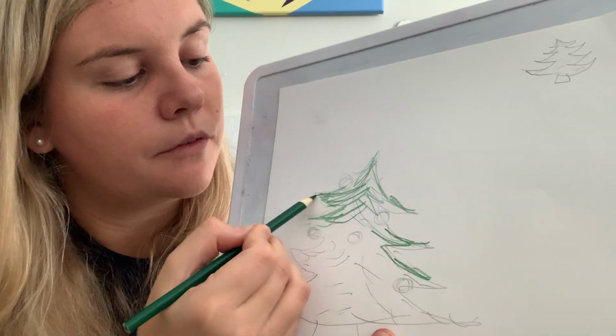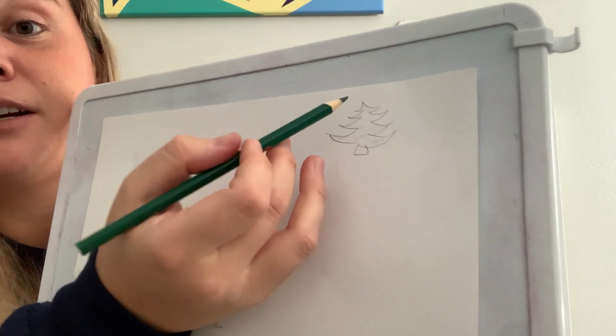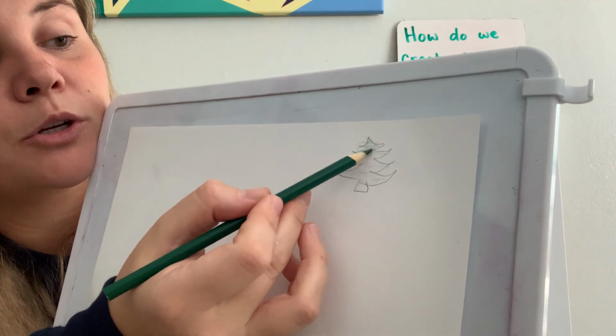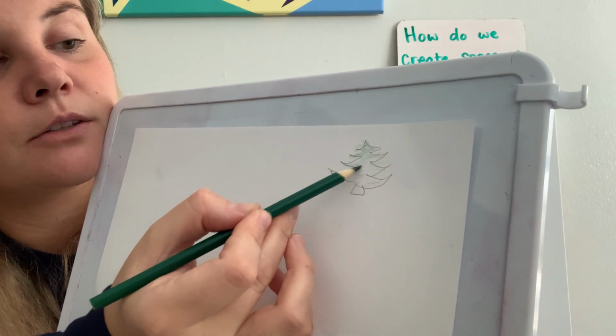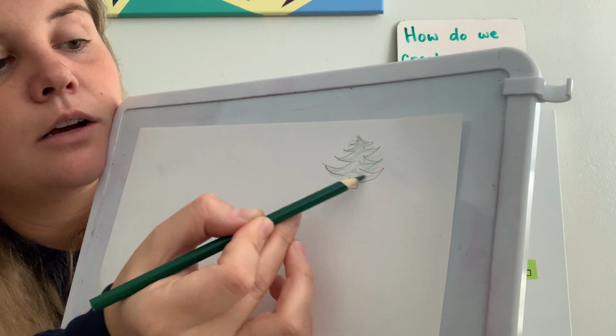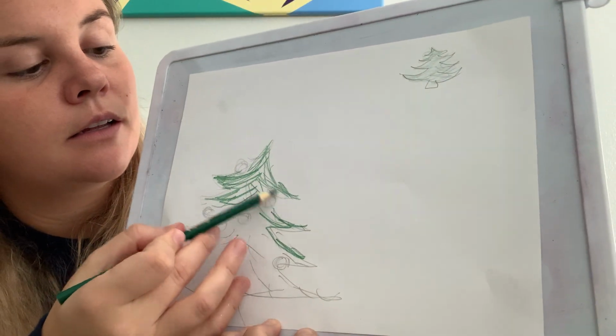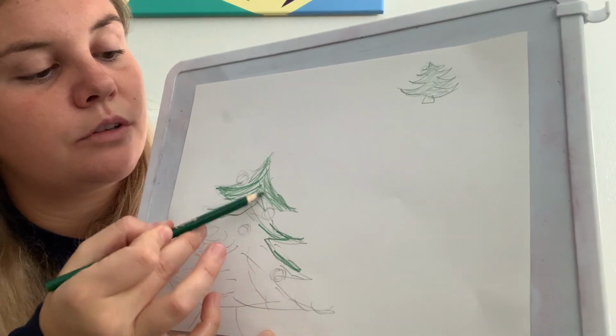I'm not going to do all of it, but you can see maybe in the back tree, it's going to be a lighter value. So I'm not going to push as hard on my pencil. I want it to be light green, harder to see. So I'm going to practice making different values using value and color.